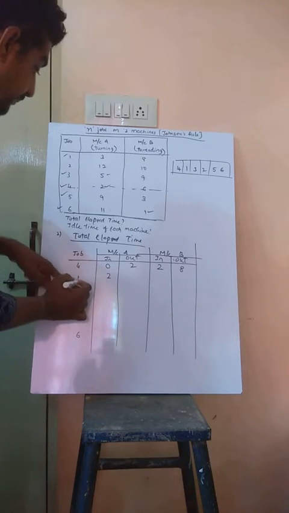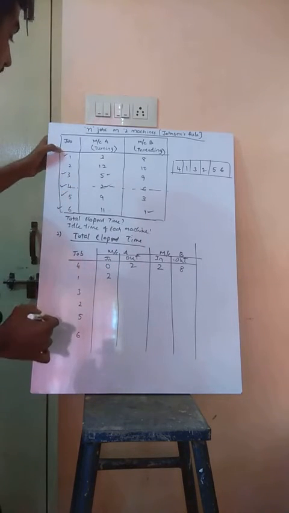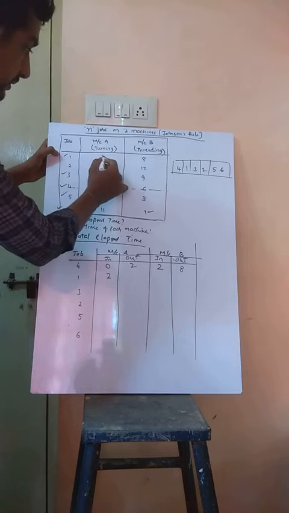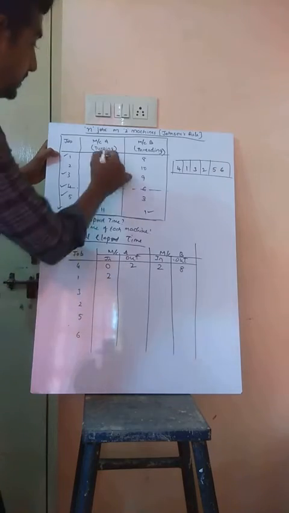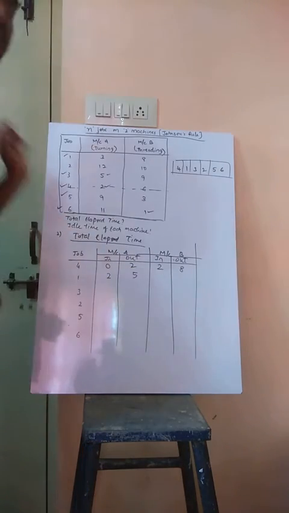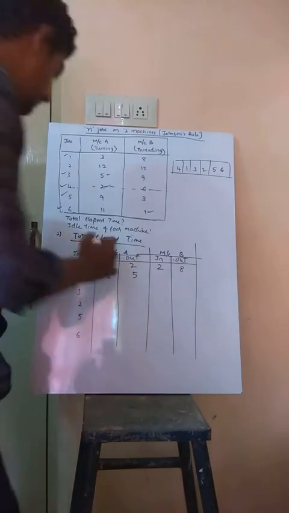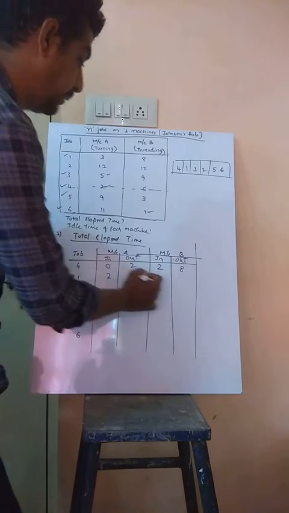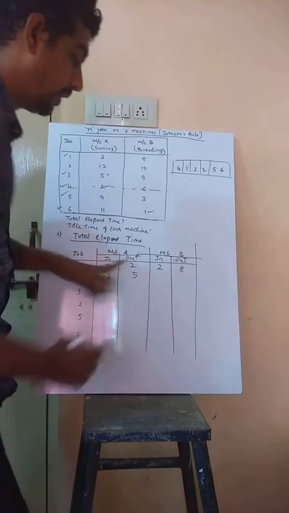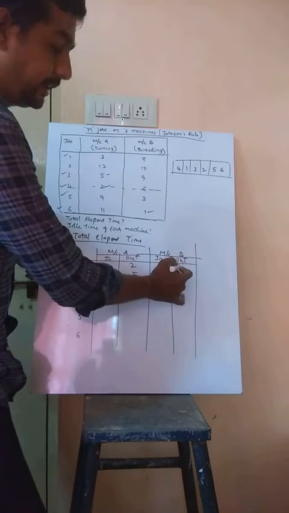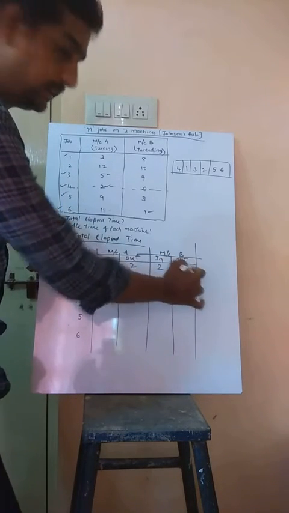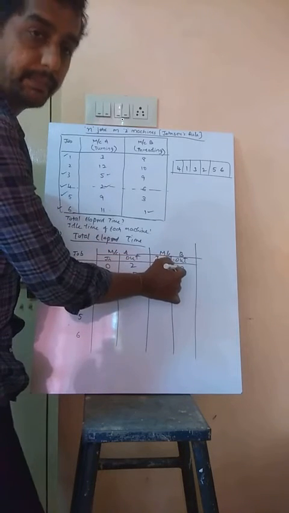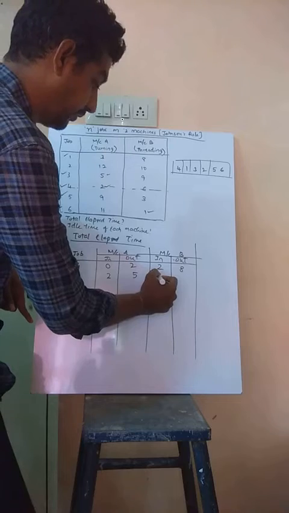Now the processing time of job 1 on machine A is 3. This 3 must be added to this 2. That is 2 plus 3 is 5. But the in time of job 1 on machine B cannot be 5 itself, because job 4 is on machine B at the 5th minute. That means we cannot write 5 here.